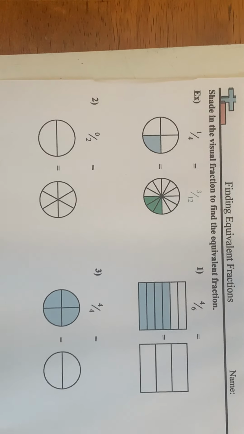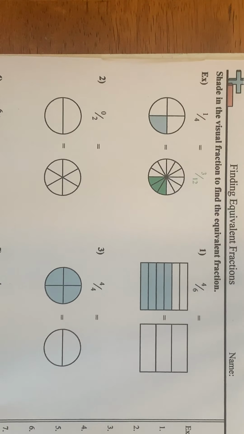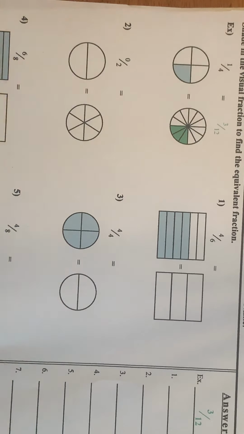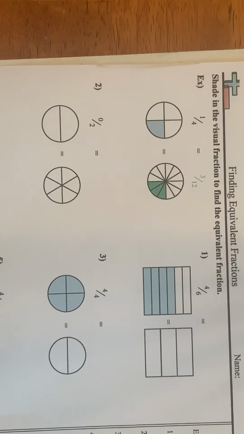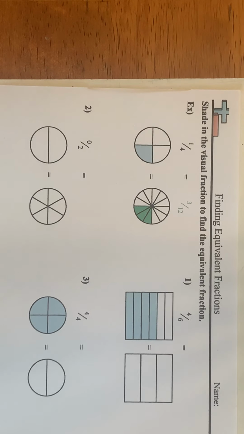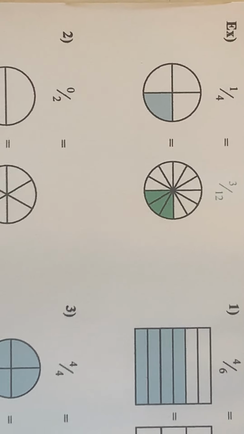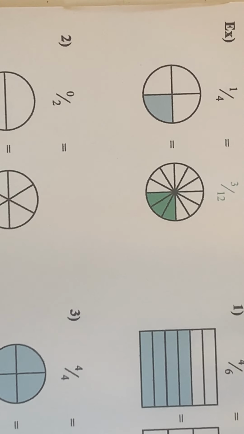Now, right here, you are also going to have one of these on your to do after we finish. One of these exactly like what I'm going to do, but I'm going to do this one with you. The first one we're going to do says shade in the visual fraction to find the equivalent fraction. Now, I'm going to zoom in on our example.